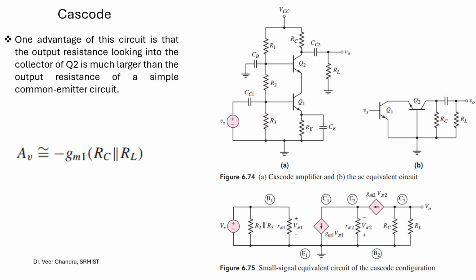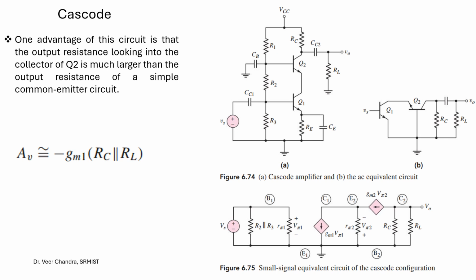Similarly, there is another type of configuration that is called cascode. Here, the output of Q1 is connected to the emitter terminal of Q2, and the output is collected through the collector terminal of Q2. The input passes through the base terminal, which is divided through resistors between both of them, meaning some of the input is passing to base 1 and base 2. So this is called the cascode.